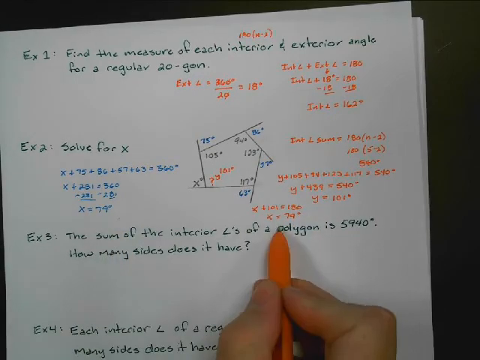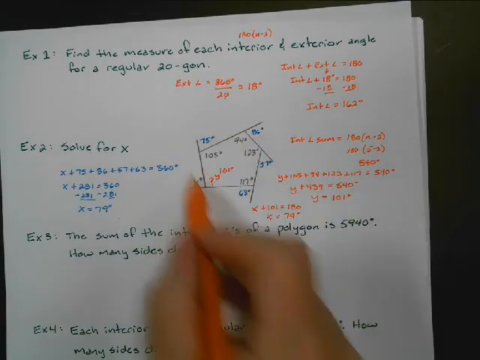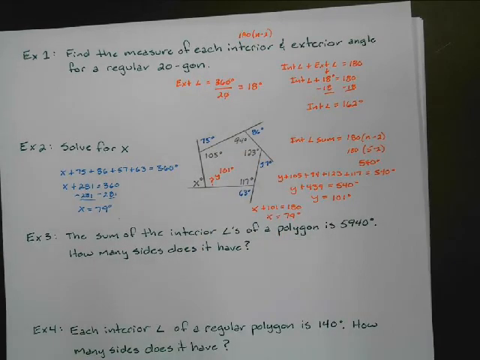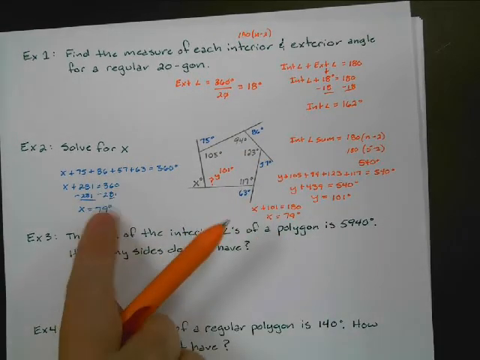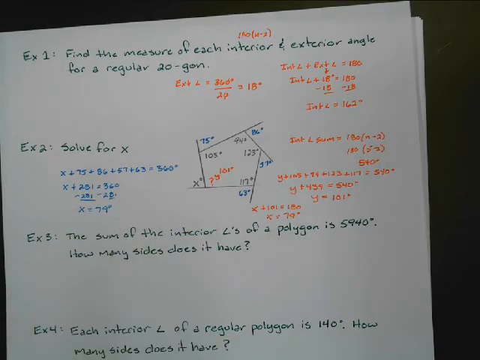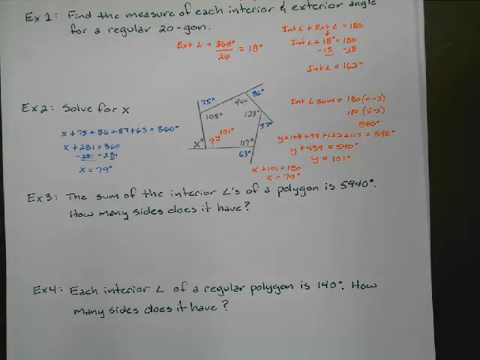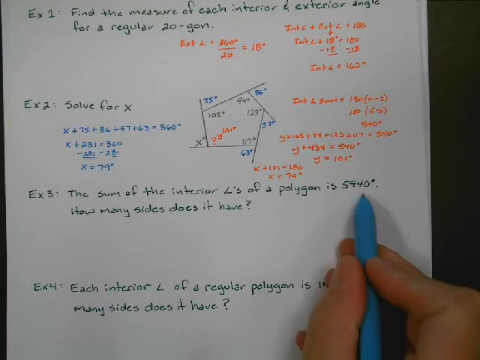Same answer. One works from the exterior angles, the other one works from the interior angles. Two different ways to approach it. You can kind of see that there's less math over here. You choose. All right, the sum of the interior angles of a polygon is 5940.